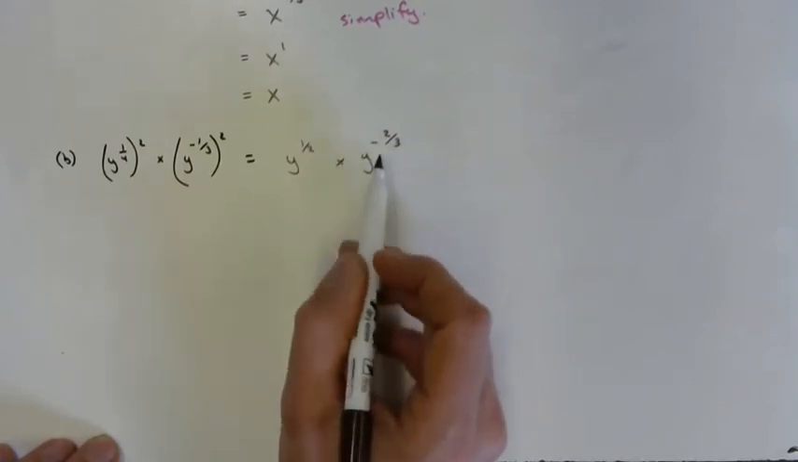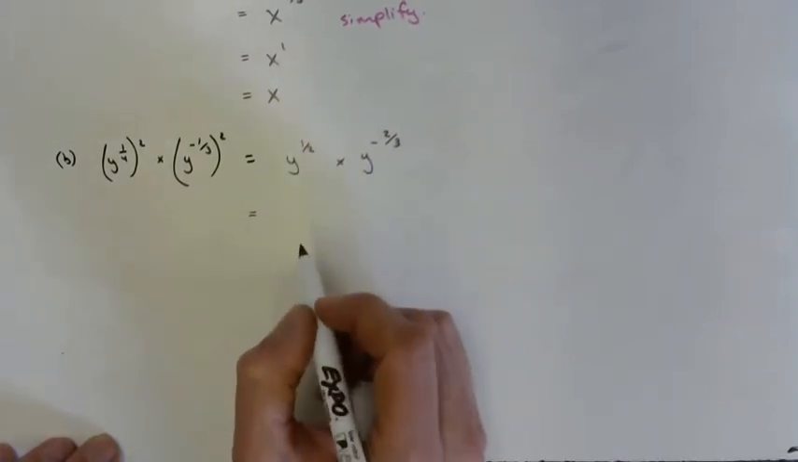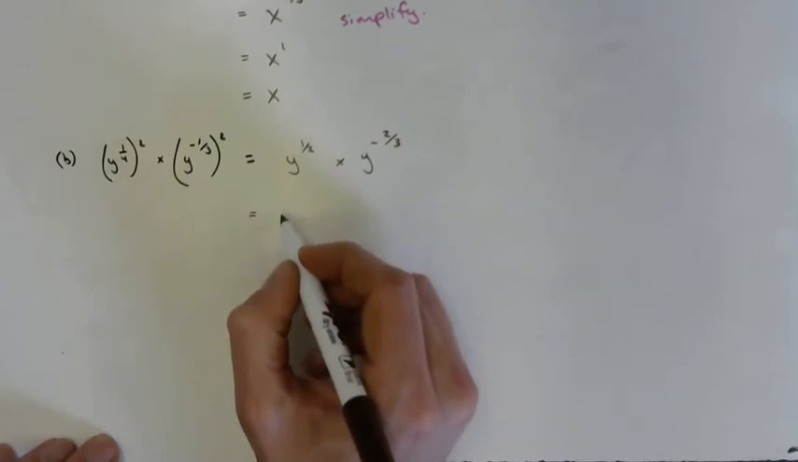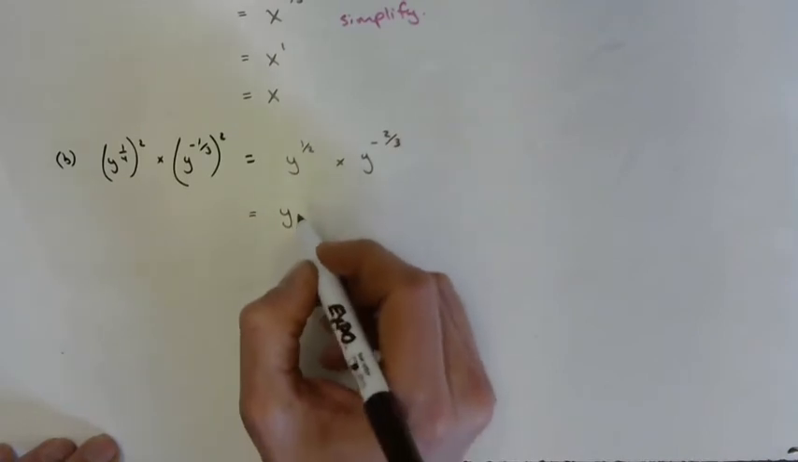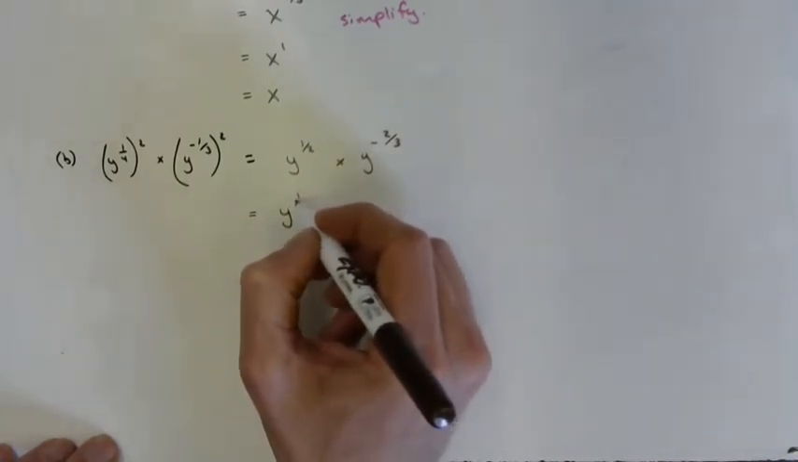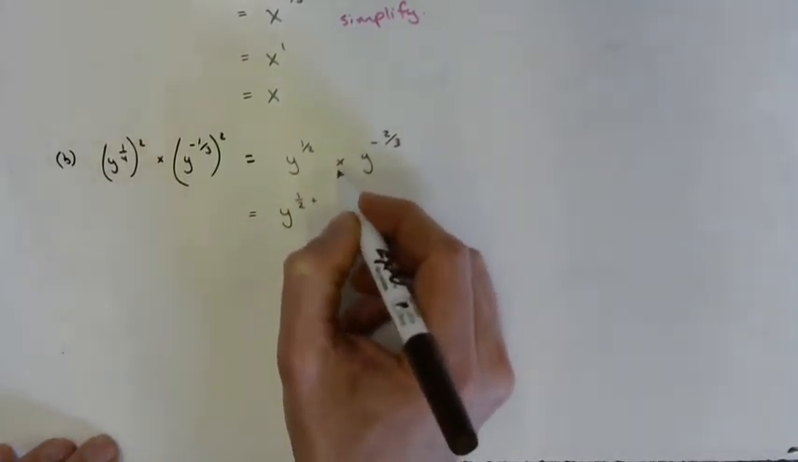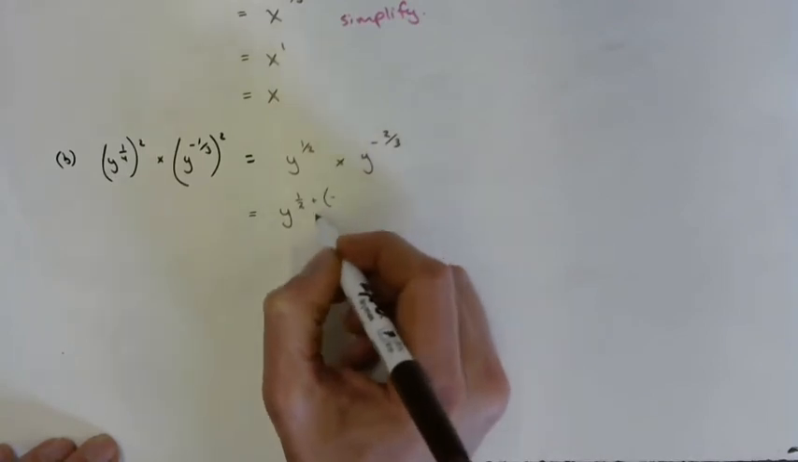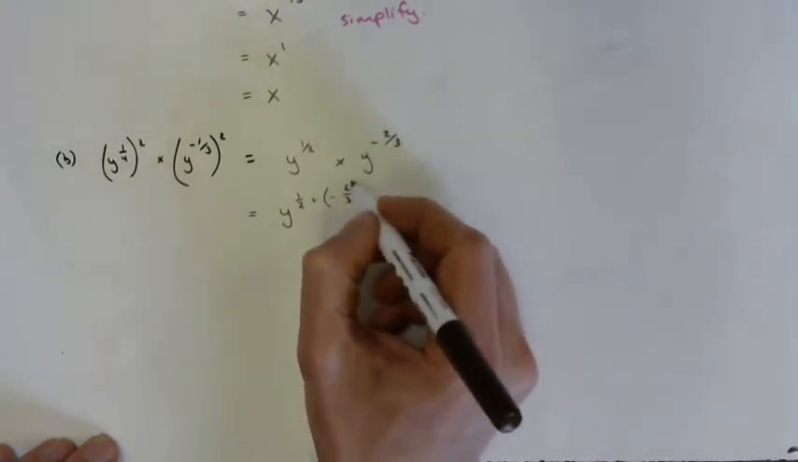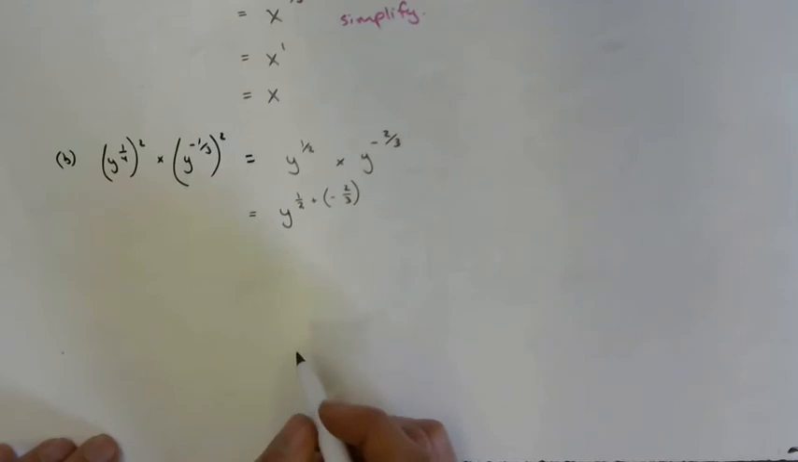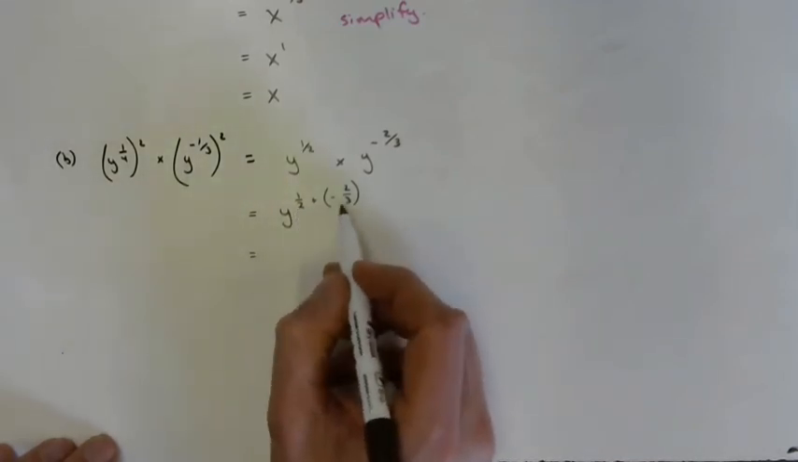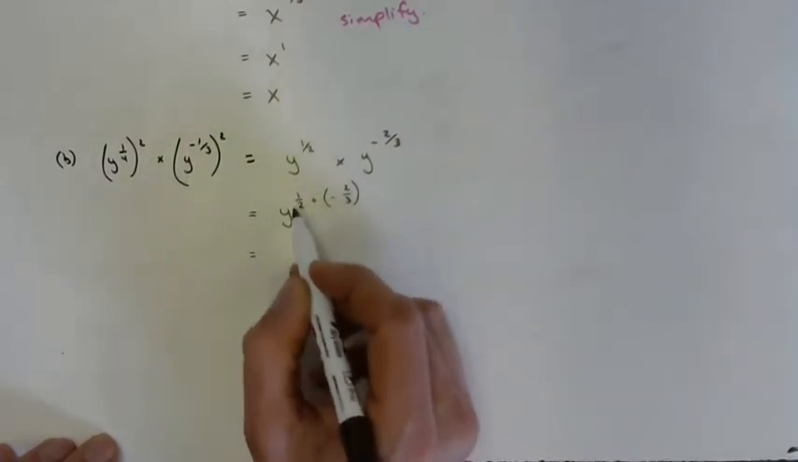Can I add halves and thirds? I need a common denominator, okay? So here's what we're going to do. I know what my goal is. We have a product law, so I'm going to add negative 2/3 in the exponent. And now I'm just thinking about my exponents over here.